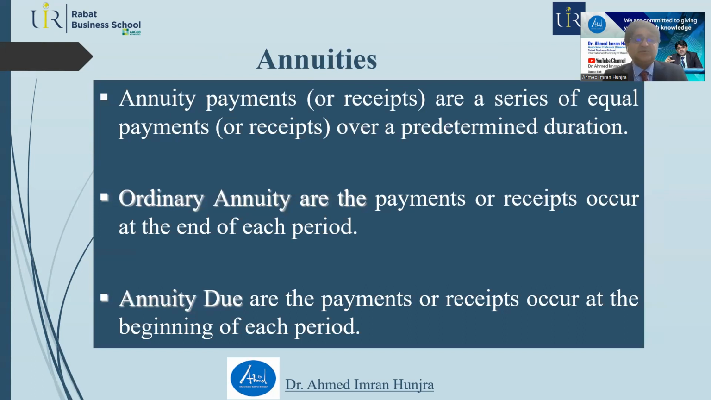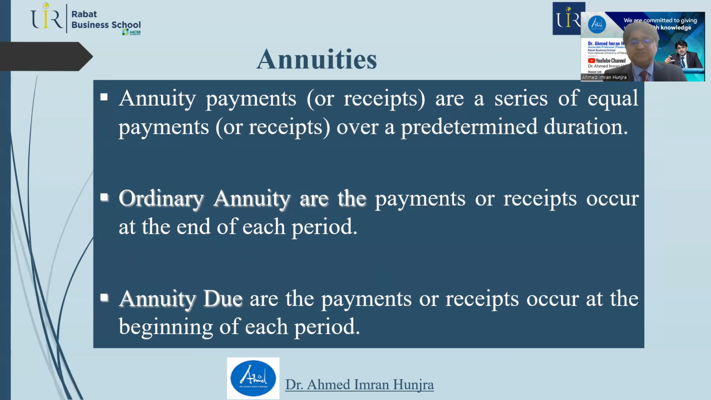If we have a series of equal payments, that is called an annuity. So what are annuity payments? They are receipts or a series of equal payments over a specific time period. These payments can be made either at the end of the time period or at the start of the time period. If the payments are made at the start of the time period, that is called annuity due. If we make payment at the end of each time period, that is ordinary annuity.